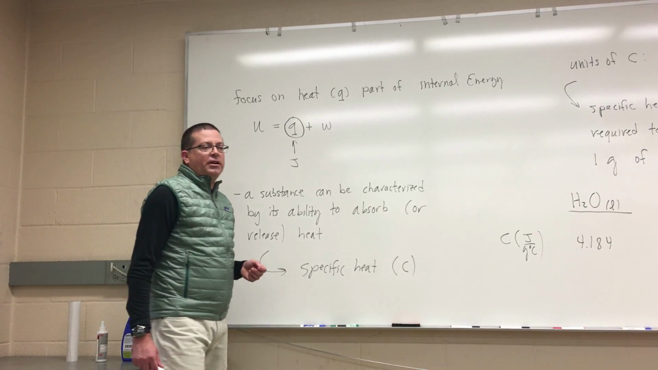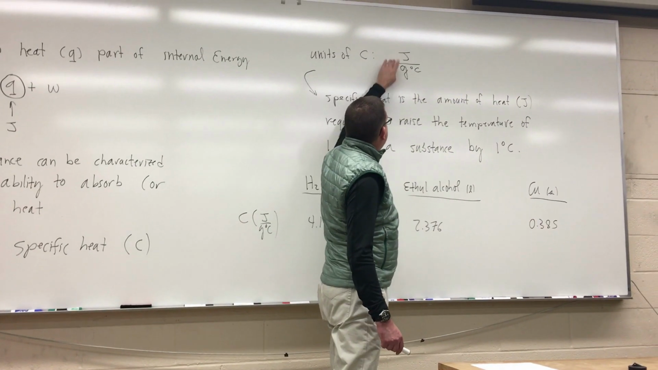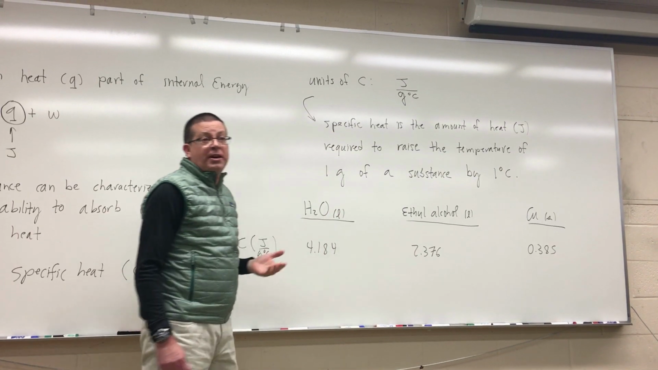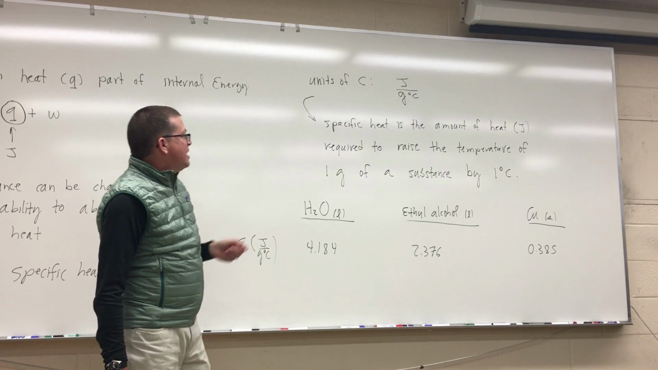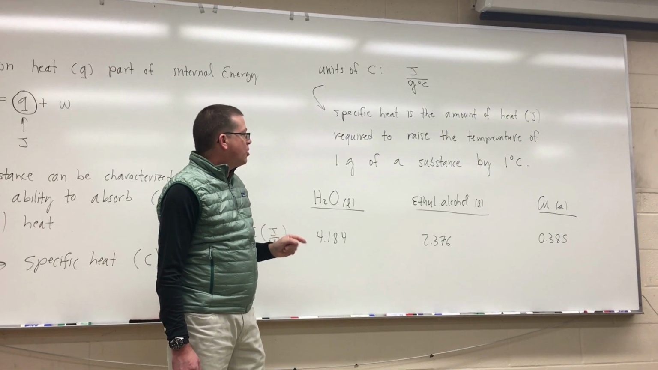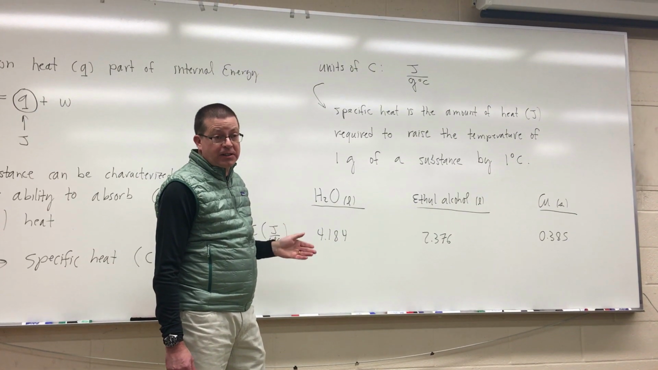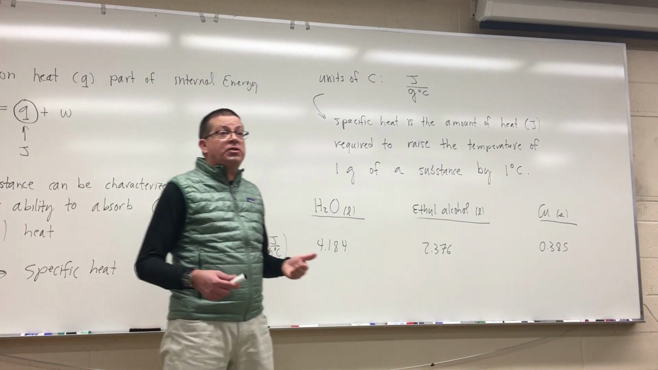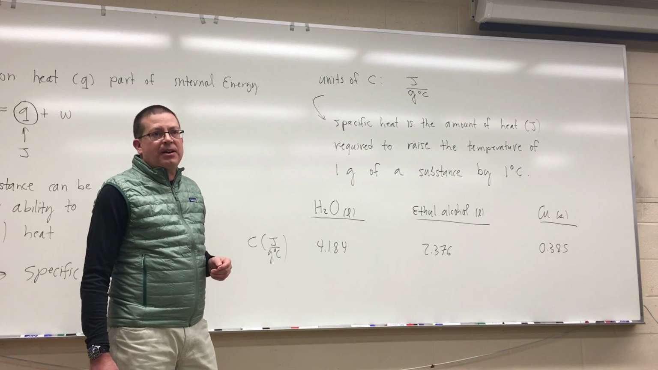If we take a look at the units of specific heat, those units are joules per gram degrees Celsius. That leads us to the actual definition of specific heat: specific heat is the amount of heat, measured in joules, required to raise the temperature of 1 gram of a substance by 1 degree Celsius. So it's the heat that we have to put in to satisfy that requirement, and it's going to vary by substance.